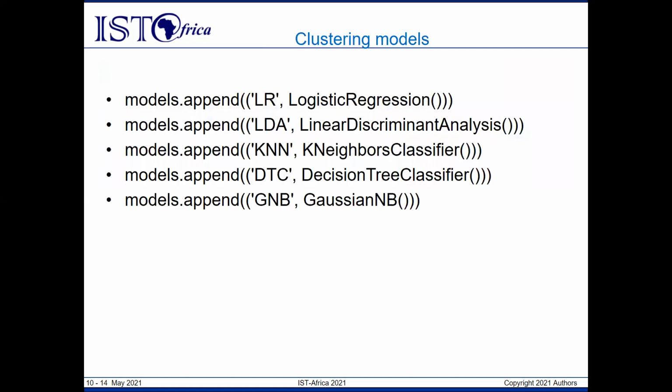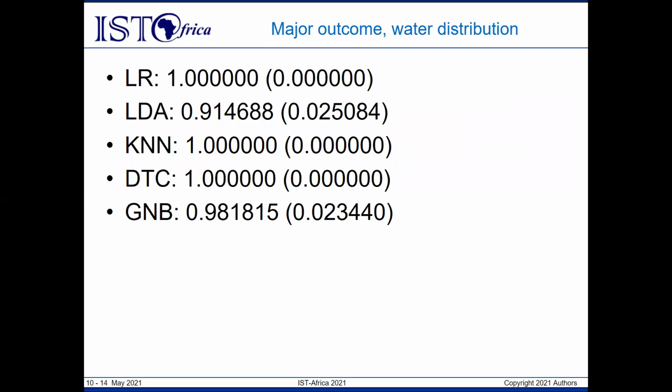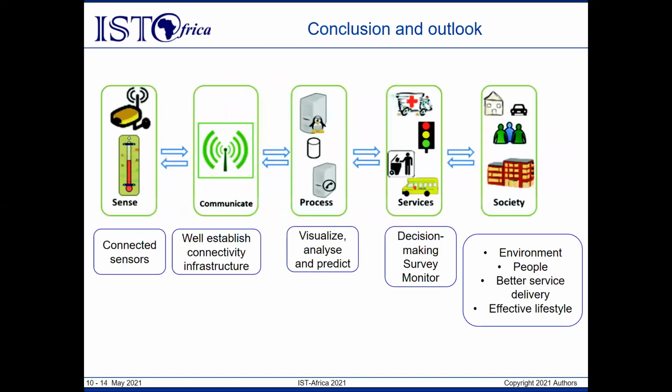Now, let's look at the clustering models for water. This is not for waste collection. For water, we just looked at these 5 models, the logistic regression, LDA, the K-neighbors classifier and all that. So let's see how the performance was. This was the performance for all these clustering models. So it means that the logistic regression was performing much better than the other clustering models, right? So in conclusion, this is what we are saying.